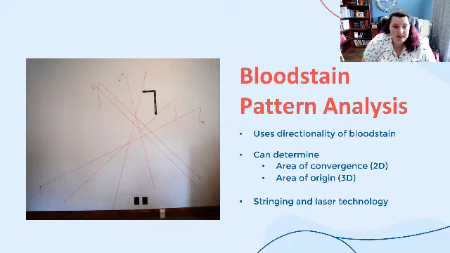Investigators can use the directionality of the bloodstain only to determine the area of convergence. And this is a 2D measurement, meaning that it can only give us the location of impact in terms of the height and the width of the wall. You can see this area of convergence depicted here with the location where all the strings overlap, the most likely area of original impact.